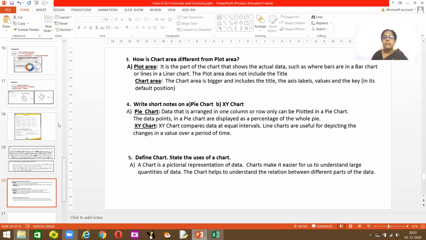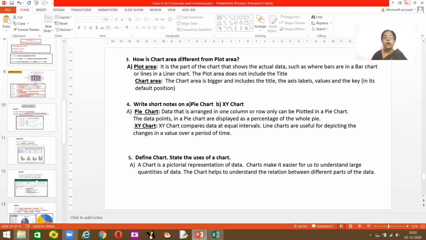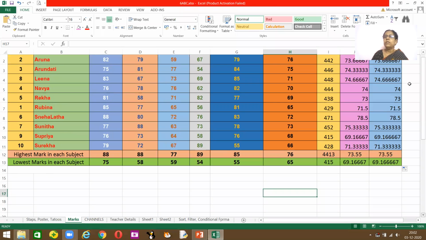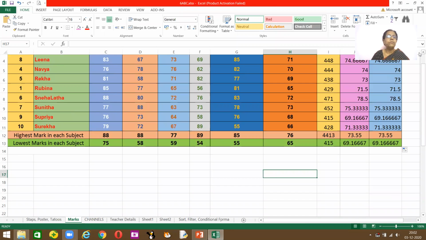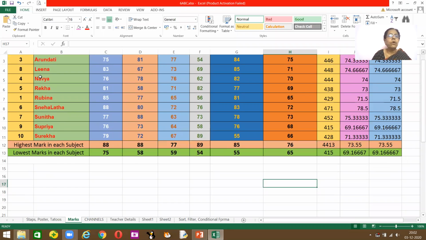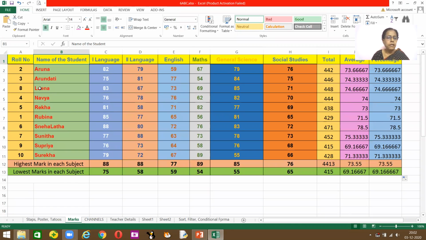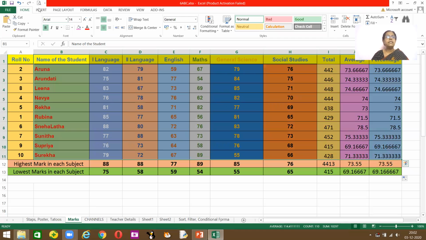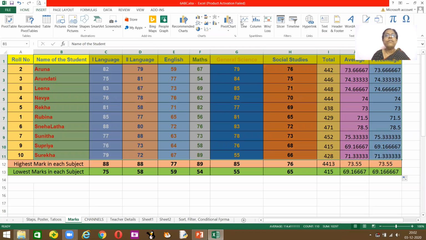Before I end this, let me show you how to plot a chart. If I want a chart for all the students' names and also the subjects, you have to select all these things. Clear? I'm going to take the whole class, this part, and go to the insert option. Here you have different types of charts, or you can go to the recommended charts.